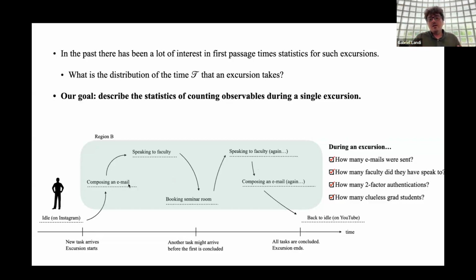So instead of asking, say, how long does an excursion take, which is an older question that has already been answered, we want to ask, how do counting observables behave in this single excursion? So for example, how many emails were sent? How many clueless grad students did the administrator have to interact with? How many two-factor authentications did the administrator have to put in to get all this done? Which the answer is clearly infinity. But anyway, that's the basic idea, right? So counting events and counting things that might happen during an excursion.